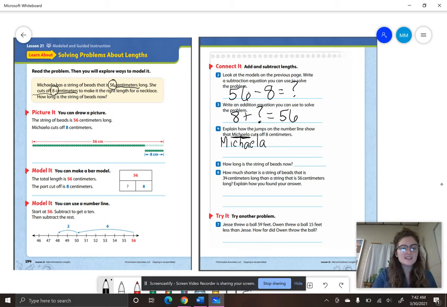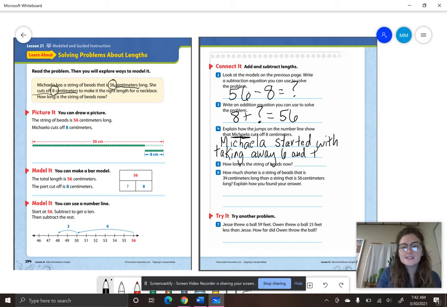She started at 56. She took away 6 to get to 50. And then she took 2 more ones. 6 and 2 ones makes how many jumps? 8. So Michaela started with taking away 6 and then took away 2 more.